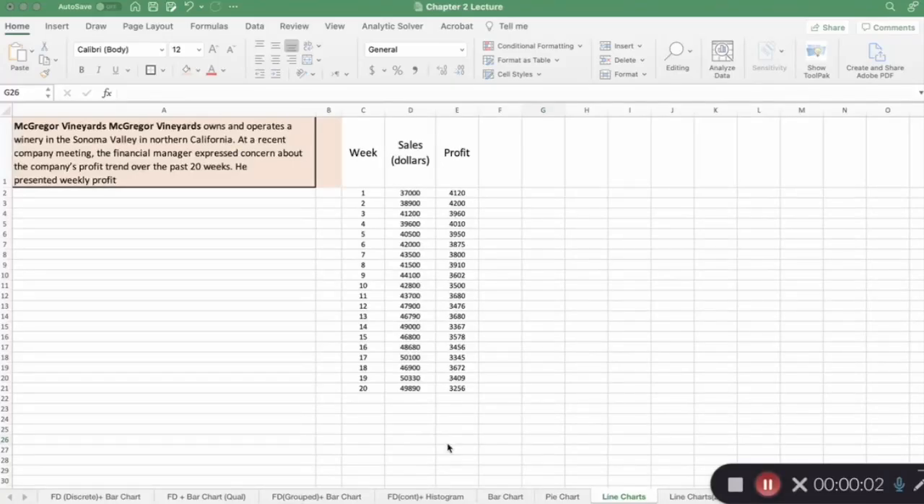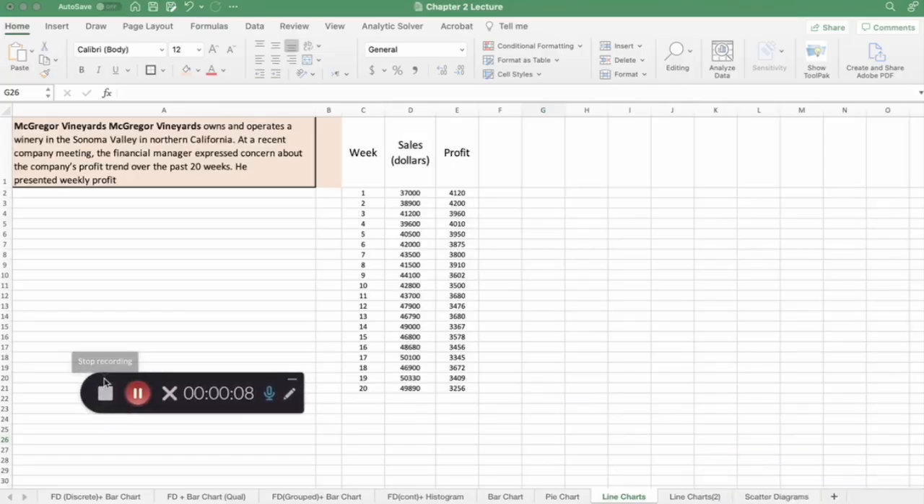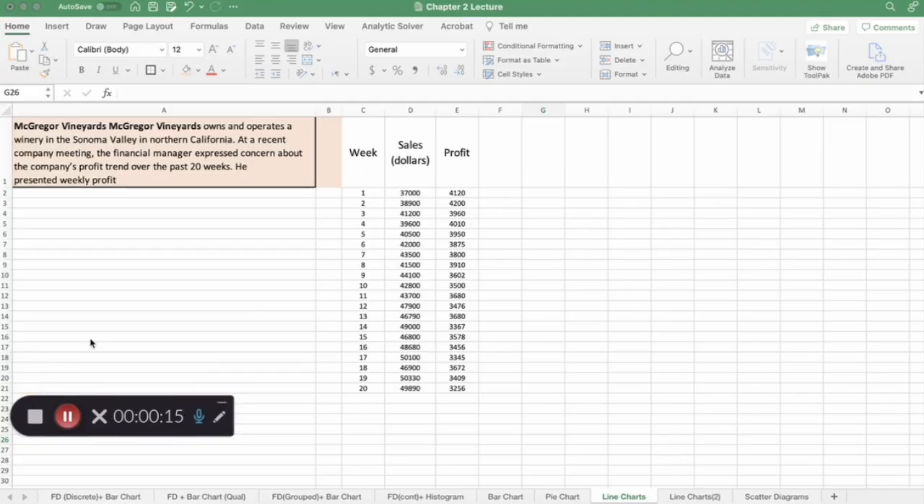This is another problem that we need to consider. We have to look at this kind of problem. And what do we have here? We have a winery, and in their meeting, the financial manager expressed concern about the company's profit trend over the past 20 weeks. So they have this data, the sales and profits, and they want to compare what's happening. Are sales increasing or decreasing, are profits increasing or decreasing, over 20 weeks?